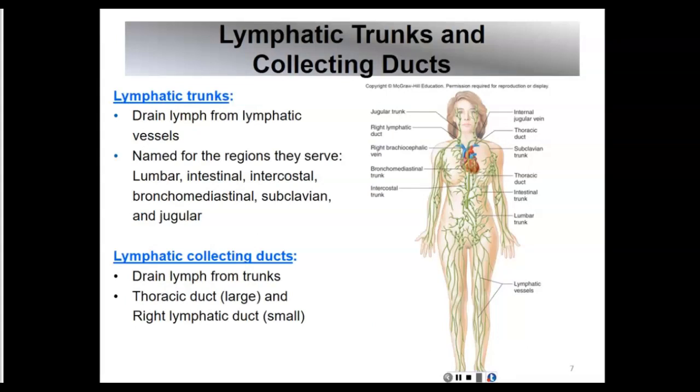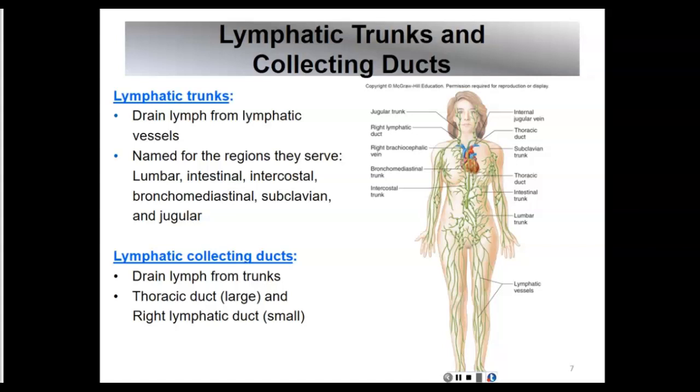The lymphatic trunks will drain lymph from the lymphatic vessels, and the name for the region they serve is lumbar, intestinal, intercostal, bronchomediastinal, subclavian, and jugular.